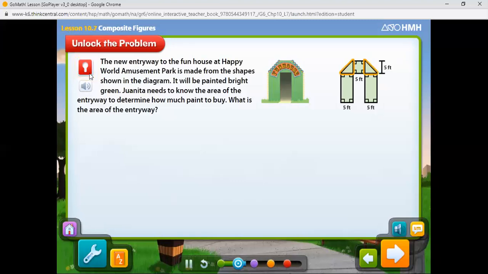A composite figure is made up of two or more simpler figures, such as triangles and quadrilaterals. Let's start by finding the area of the rectangles. The formula for the area of a rectangle is area equals L times W, where L is the length and W is the width. In this case, the length of the rectangle is 12 feet and the width is 5 feet. Multiply 12 and 5 to find the area of each rectangle.